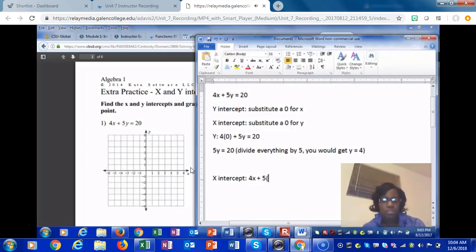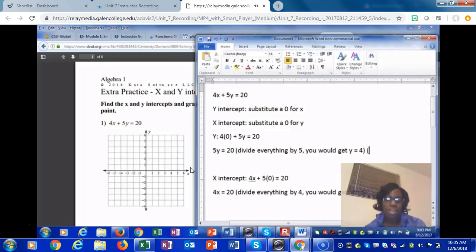So we have 4x plus 5 times 0 equals 20. Well, 5 times 0 is just 0, so you only have 4x equals 20. If 4x equals 20, and we divide everything by 4, you would get x equals 5. Now, let's talk about y equals 4 and x equals 5.